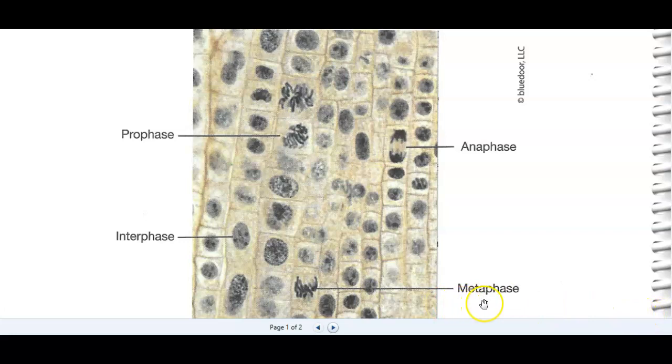Meta, look over here. Meta means middle. They're going to go in the middle. Ana, apart. Look, they're going to go apart. Everybody see that? Telophase. Notice how big this one is. Notice how big that one is? And then when you see two small ones, those are in telophase. Like over here, these are smaller than that really big one over there.